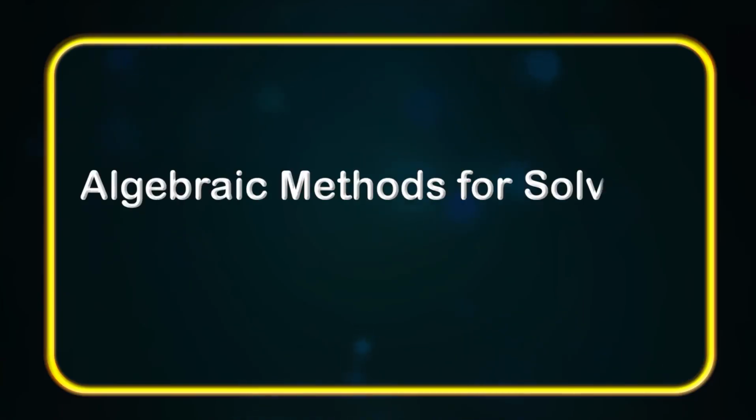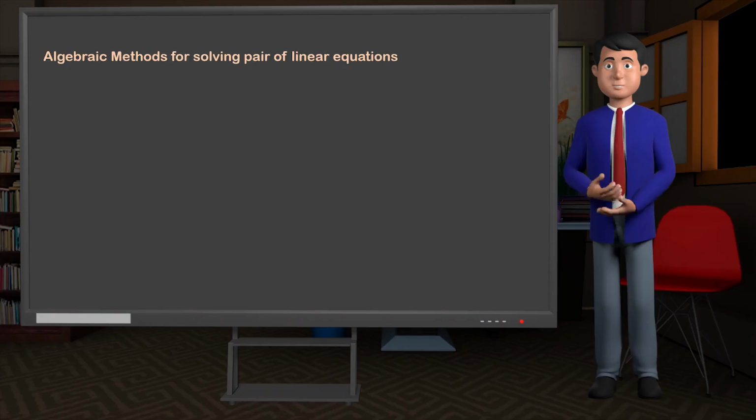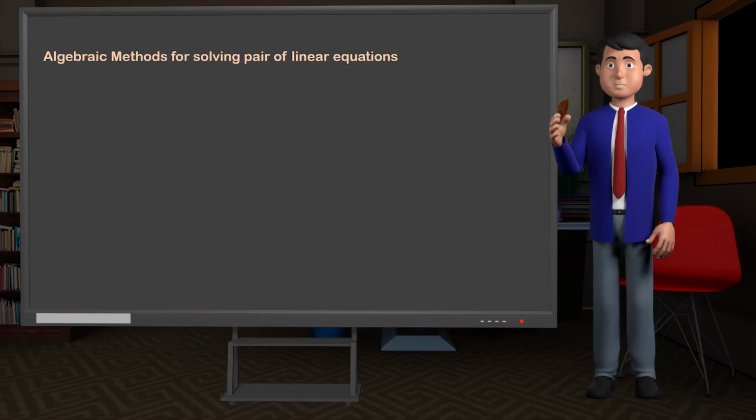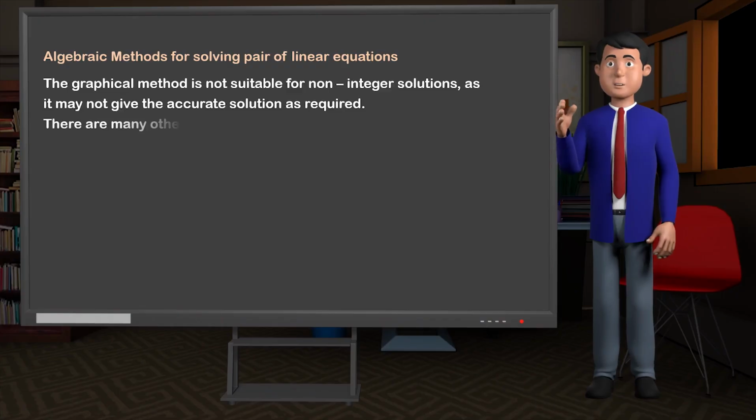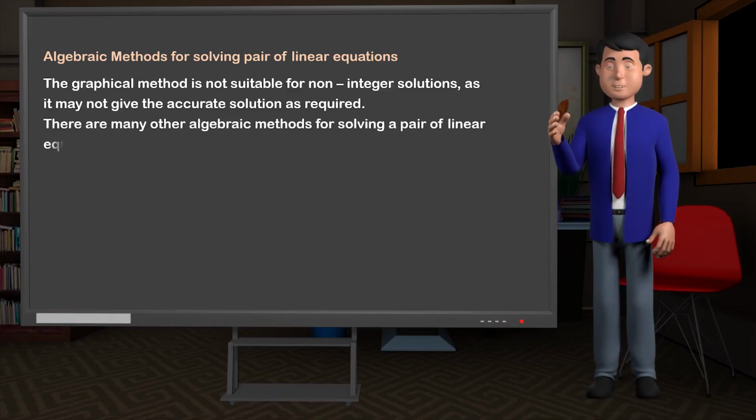Algebraic methods for solving pair of linear equations. In our previous session, we have learnt about graphical method for finding the solution of pair of linear equations in two variables. The graphical method is not suitable for non-integer solutions as it may not give the accurate solution as required. There are many other algebraic methods for solving a pair of linear equations.